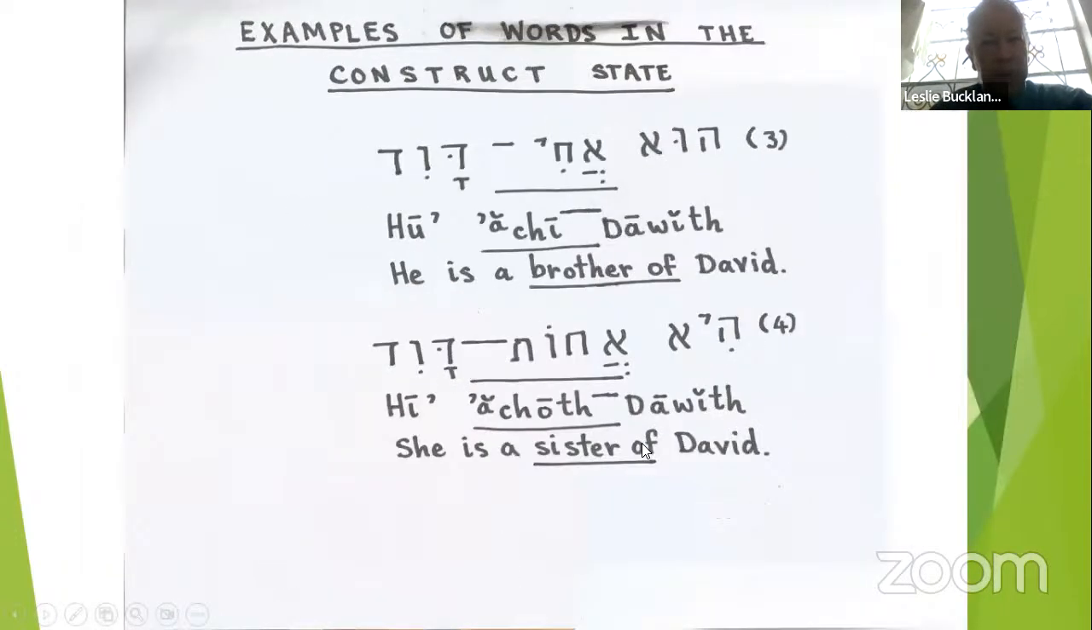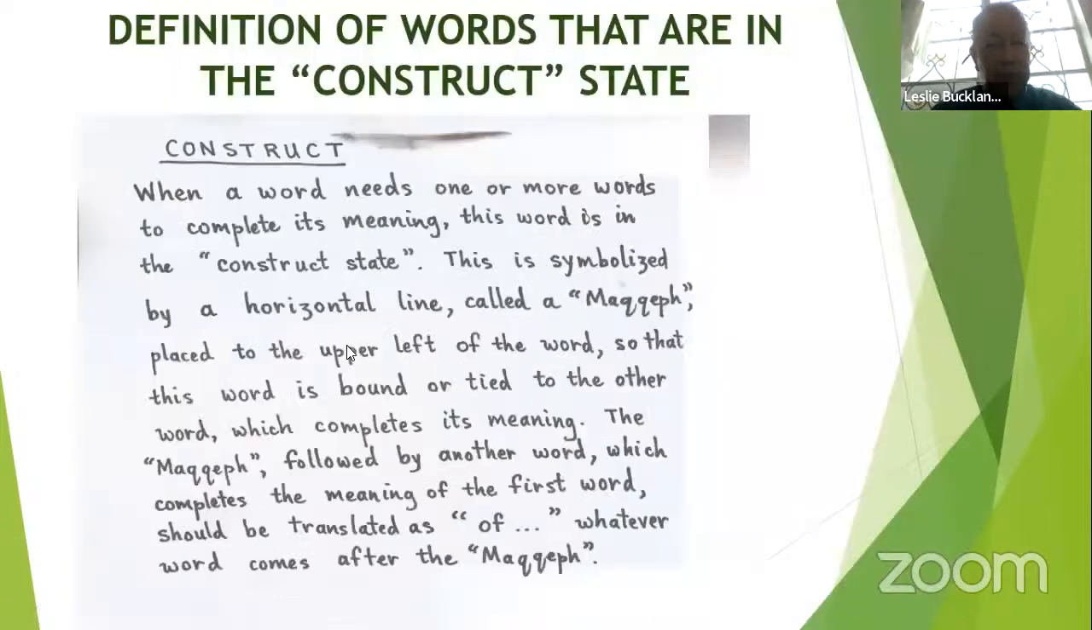So going back, let us look at construct again. When a word needs one or more words to complete its meaning, this word is in the construct state. This is symbolized by a horizontal line called a makaf, placed to the upper left of the word, so that this word is bound or tied to the other word, which completes its meaning. The makaf followed by another word, which completes the meaning of the first word, should be translated as "of" whatever word comes after the makaf.